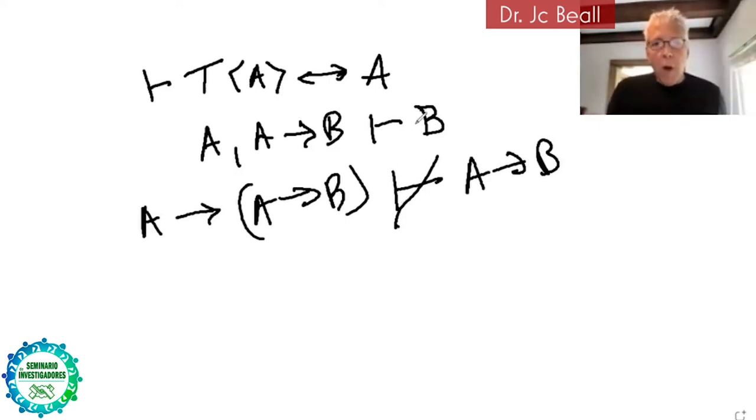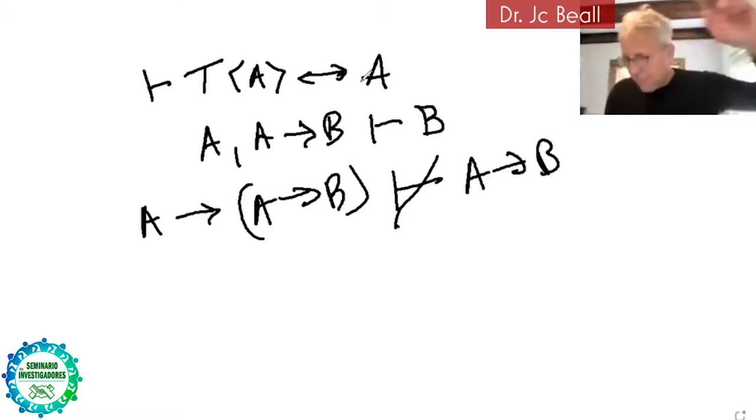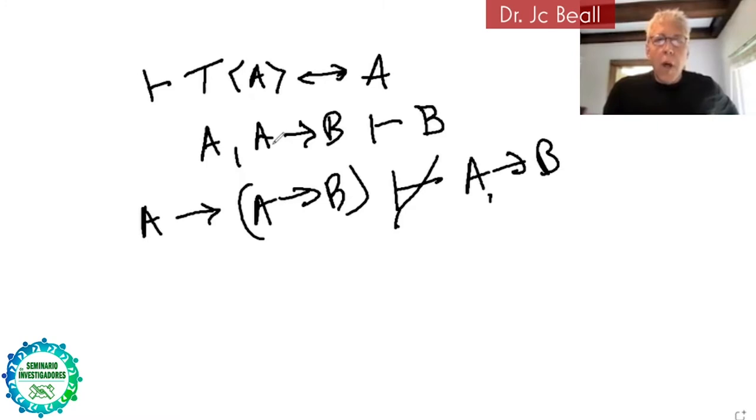So what we want is to maintain the unrestricted, universally valid T schema. We want unrestricted, universally valid modus ponens for the arrow, for the conditional that's in the T schema. But we don't want contraction, okay?